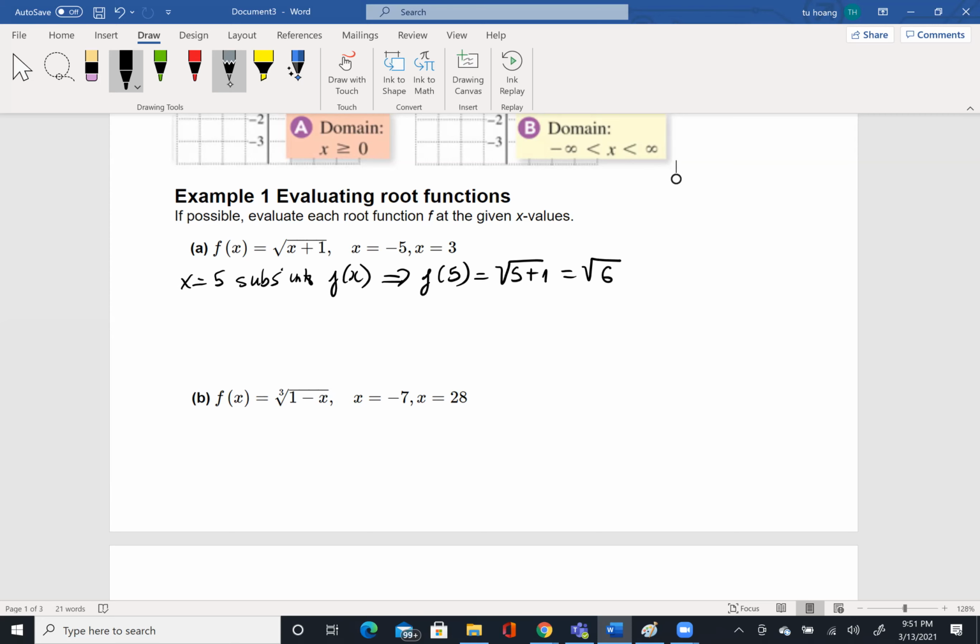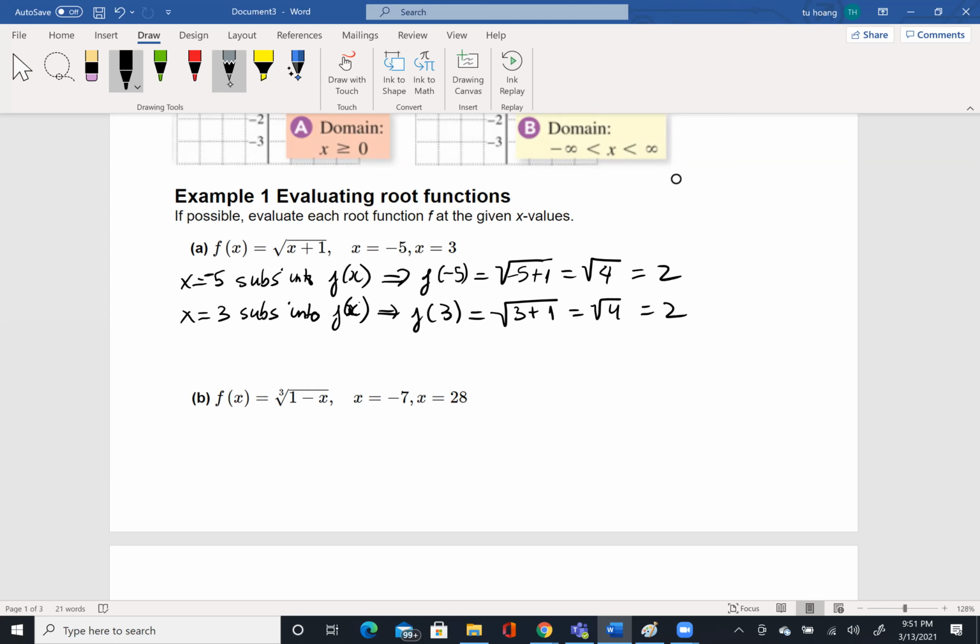Oh, actually, it is -5. Sorry. Okay, -5. So -5 plus 1 is equal to -4, and square root of -4... Next one, I have x equal to 3. Substitute into f of x. I have f of 3 equal to square root of 3 plus 1 equal to square root of 4 and equal to 2 also.